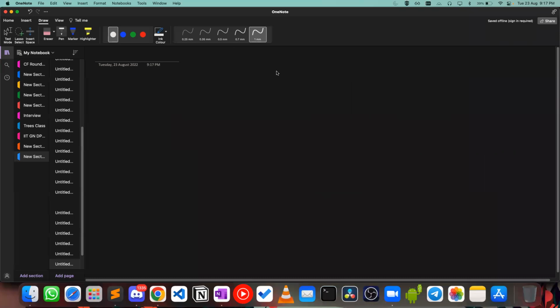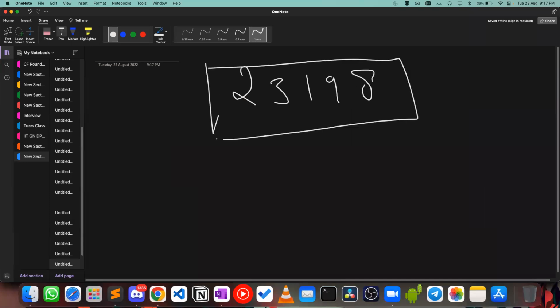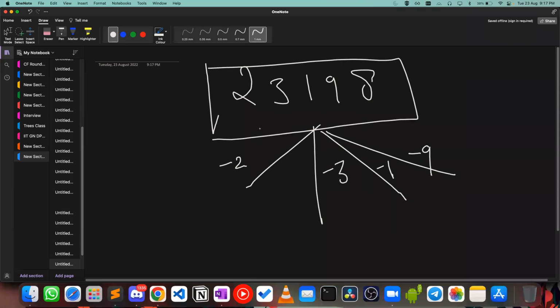If you have a value as x, and x could be something like 2, 3, 1, 9, 8. What is this depending upon? How many choices do I have to subtract a number from this big number? I have 5 choices. I can subtract 2 from it, I can subtract 3, I can subtract 1, I can subtract 9, and I can subtract 8. Right? Is this clear to everyone?